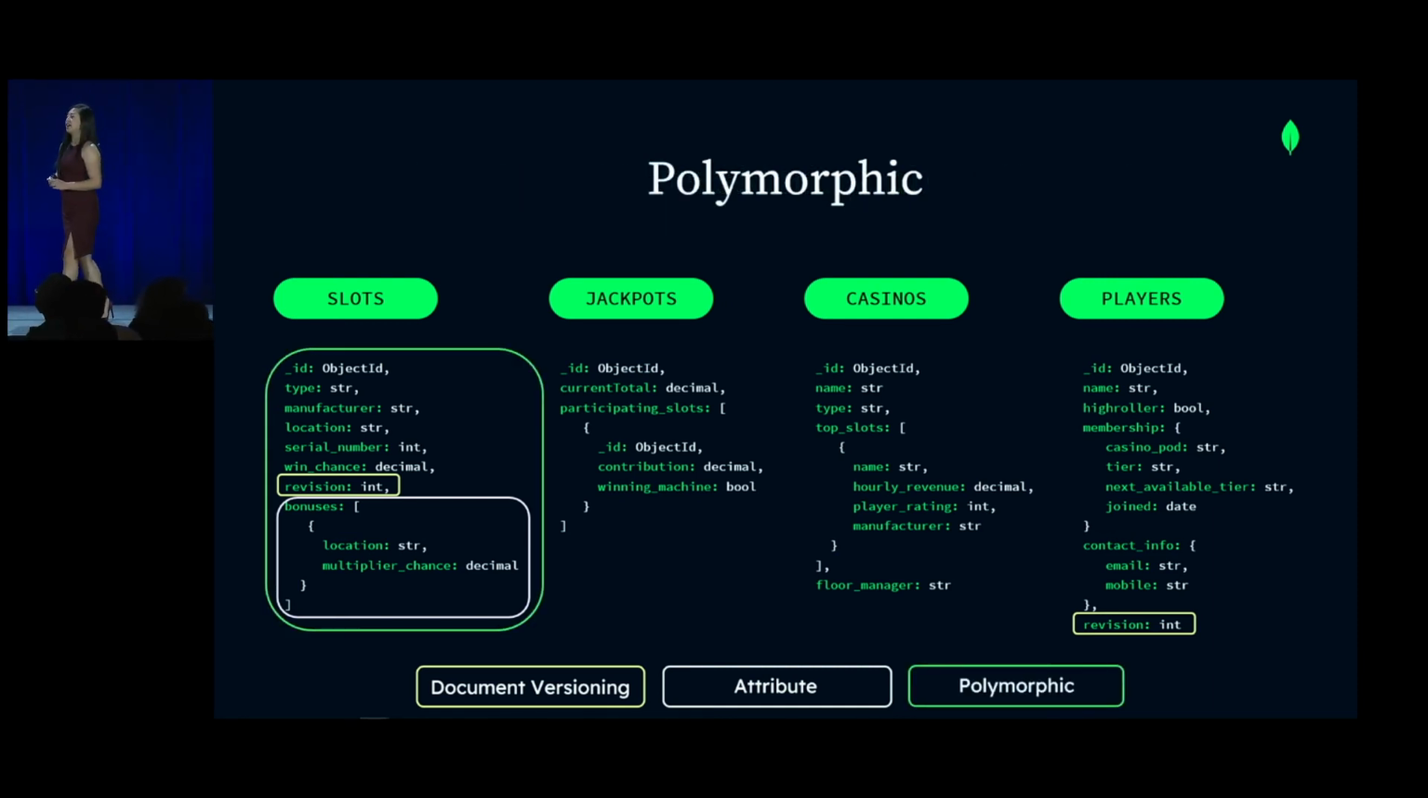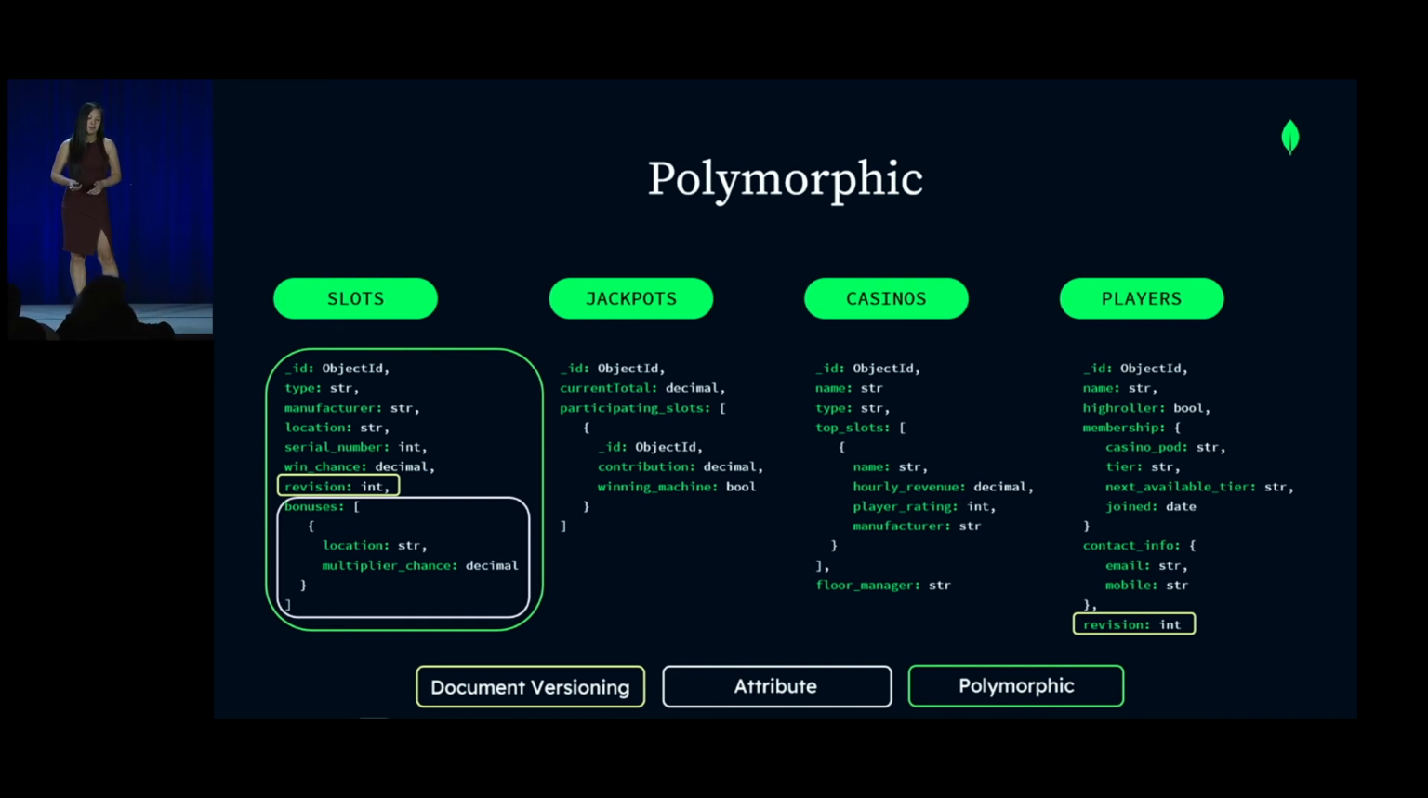And finally, we have the polymorphic pattern, which if you think about it, is going to apply to most use cases if you use a document database. So in this case, this particular slot machine, we've kept very similar information. We have the manufacturer, we have the serial number, we have the win chance rate, and in this case, this is a very default slot machine. What are the bonuses that are applied to this particular slot machine?